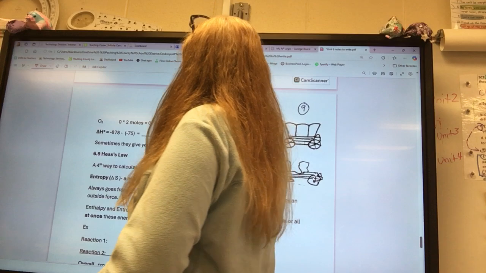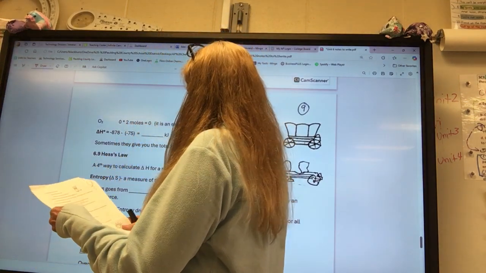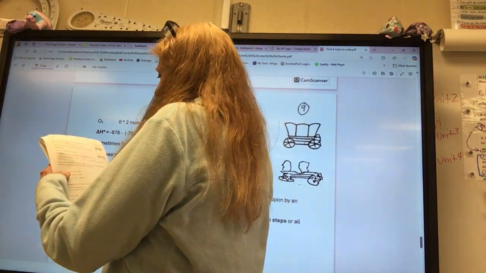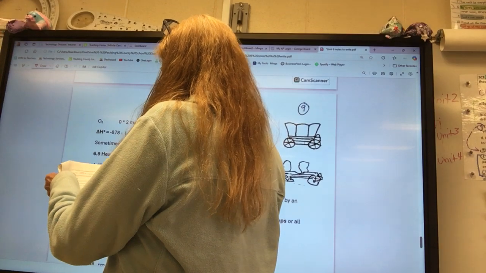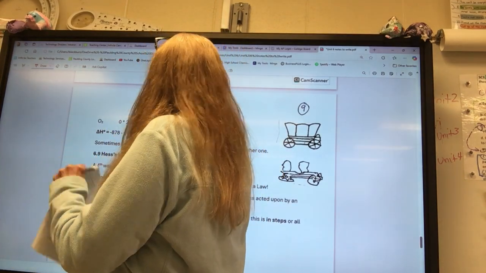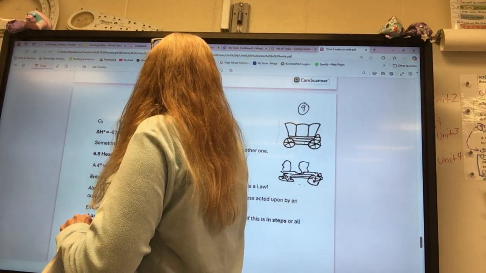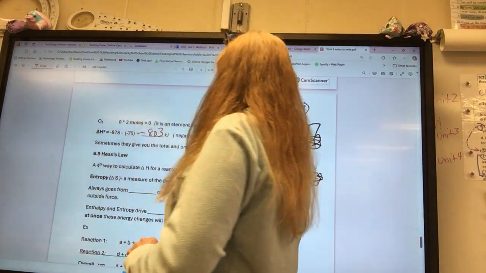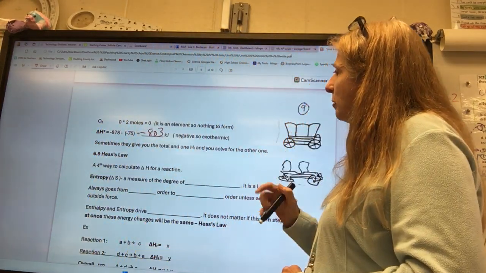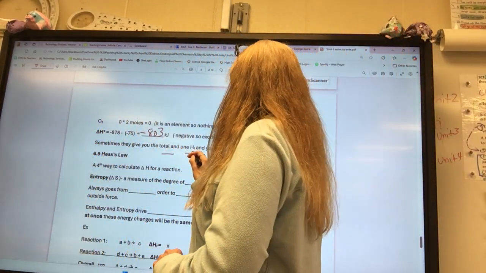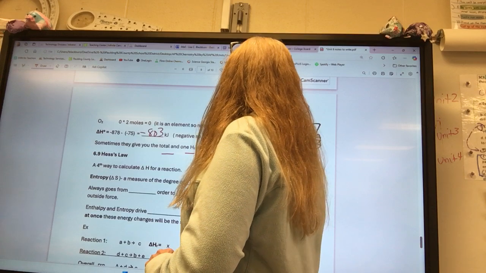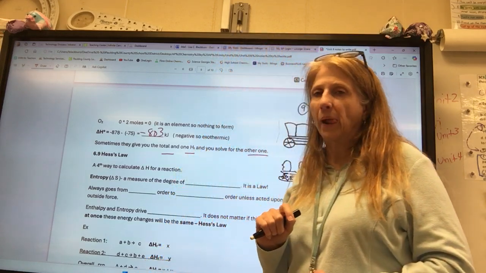Okay, so now what we do is we just plug our numbers into our formula, products minus reactants, and I got negative 803. It's negative, so it's exothermic. Sometimes they'll give you the total and one of the H of formations, and you solve for the other one.